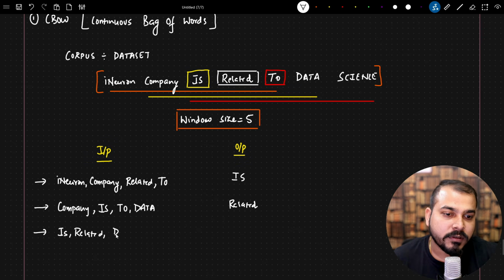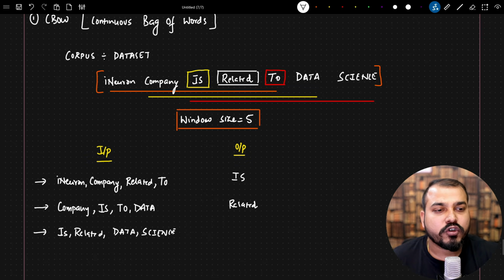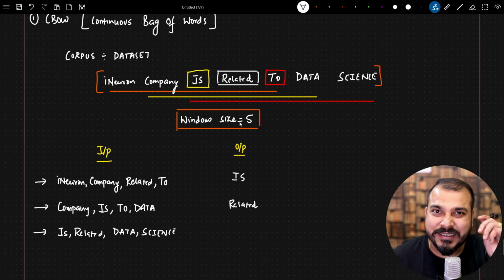Okay. And then the right hand side, data and science. Now you may be thinking, Krish, should we only take the window size as 5? No, you can take any value. And why this window size is playing an important role, I'll say in some time.